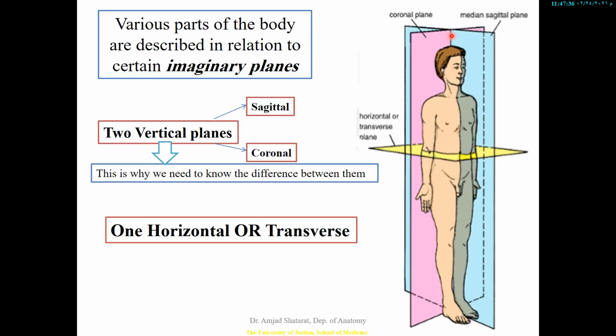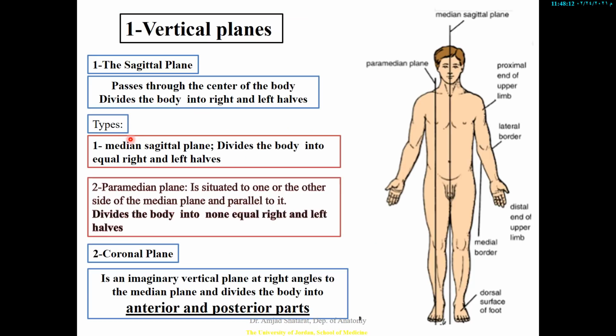Now, either you cut the body into two halves, right and left. This is the sagittal plane that goes from anterior to posterior, and this plane divides the body into right and left parts. If you take the sagittal plane right in the midline here, you would have equal right and left halves, and therefore we call this plane the median sagittal plane, this one.